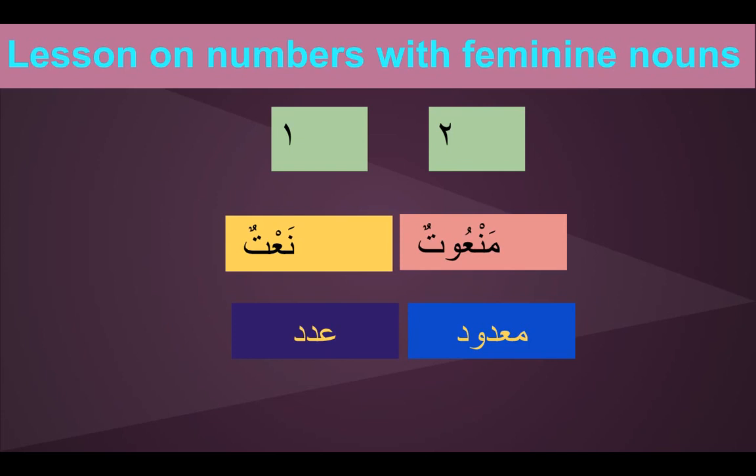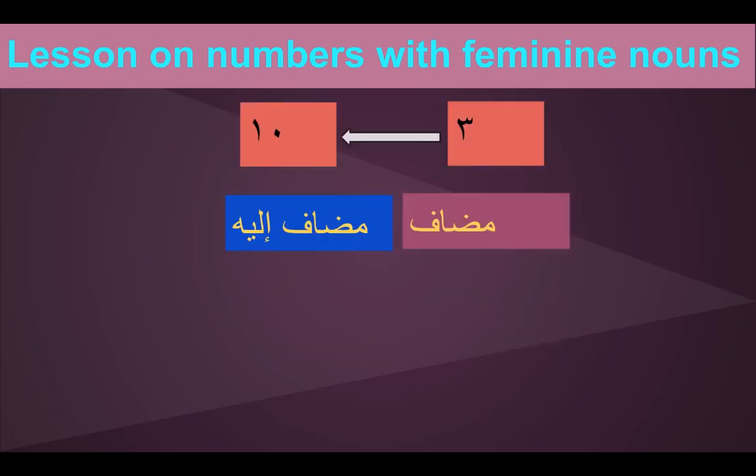So when you say qalamun wahidun, for example, or qalamani ithnani, the number comes later. From 3 till 10 we have a combination of mudaf and mudaf ilayhi, where the adad is mudaf and the ma'dud is mudaf ilayhi, so the thing which is counted comes later and the number comes first.